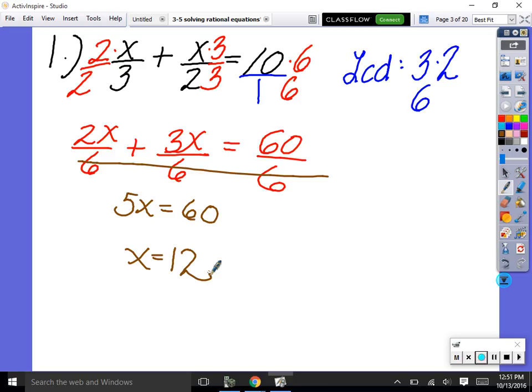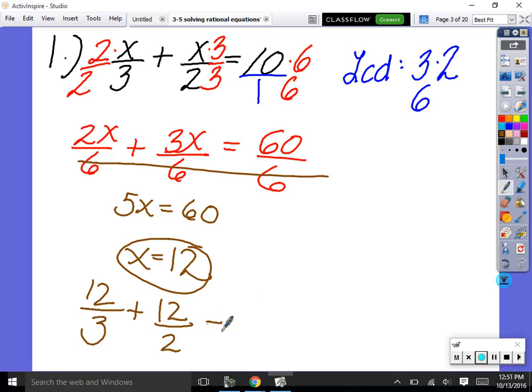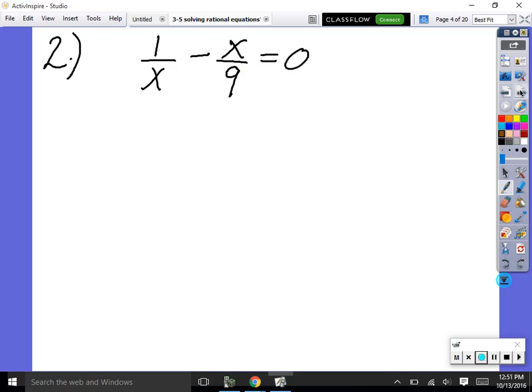Does everybody see how I did that? All right, now we would check our solution. So we go back to the original, plug it in. So we have 12 over 3, and honestly, checking it tends to be the hardest. 12 over 3 plus 12 over 2, does that truly equal 10? We're plugging it back into the original. Yes, it does. We're all good? No questions. Okay, let's do another one.